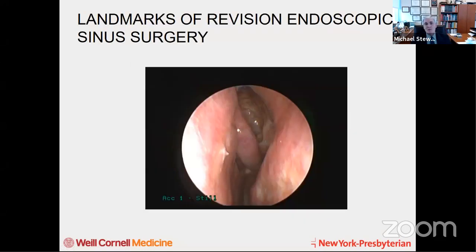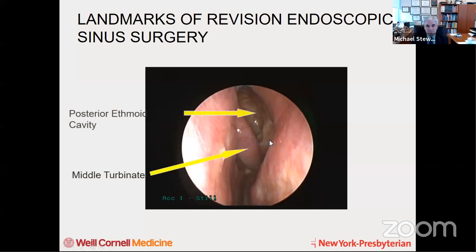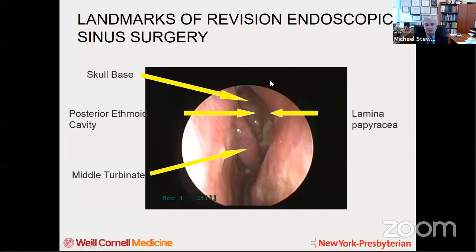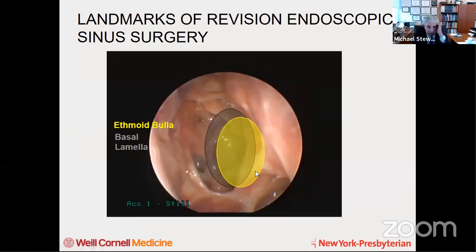Here's some other pictures showing some landmarks in revision surgery. This is the left side of the nose. This is the septum. This is the middle turbinate. This is the inferior turbinate. Here's the posterior ethmoid cavity, and the skull base is the roof of this posterior ethmoid cavity, which you could then trace anteriorly if you needed to. And here's the level of the lamina papyracea at exactly the same level as the maxillary ostia. And here's the inferior turbinate.